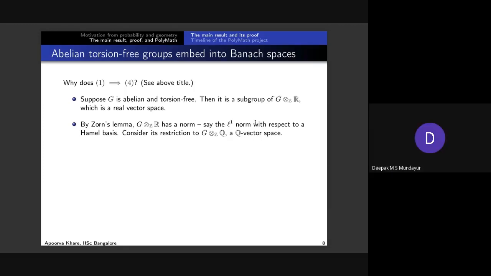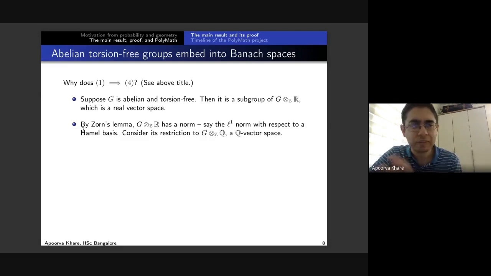Yes, sir, just to make sure, a Hamel basis just means a normal basis, right? It's a normal basis, yes. I think the traditional name historically was to call it a Hamel basis. It's just a basis of this over R, not over Q.